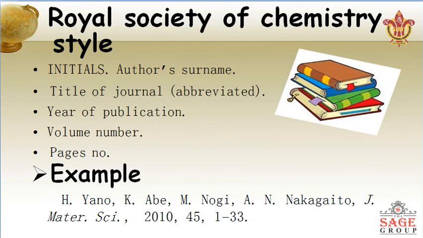Next, we have the Royal Society of Chemistry style. In this we write the initials and then the author's surname. What is the difference? Earlier we wrote the first name and then the surname, here we write the initials first. Then we give the title of the journal, then the year of publication, the volume number, and the pages. One thing is that we are not using the title of the manuscript.